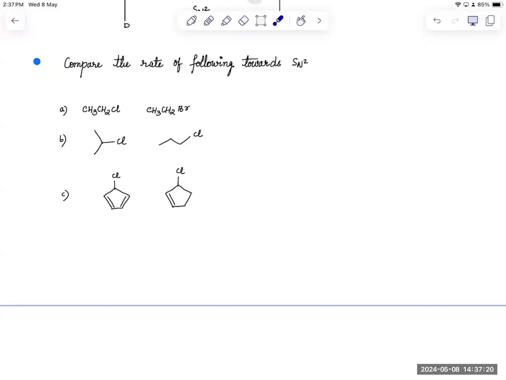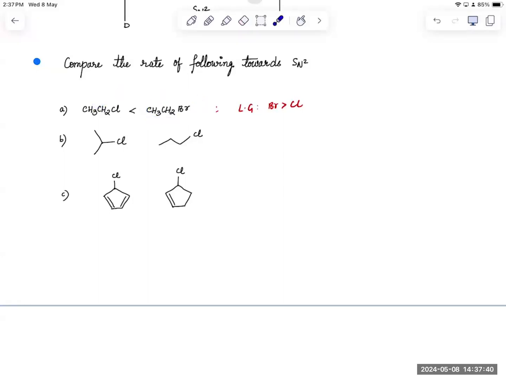Check out. First, CH3Cl versus CH3CH2Br. I told you that bromine is a better leaving group, right? So it is based on the leaving group ability. Leaving group wise, Br is better than Cl. So the rate would be more for that. So this will have more rate compared to that of Cl.